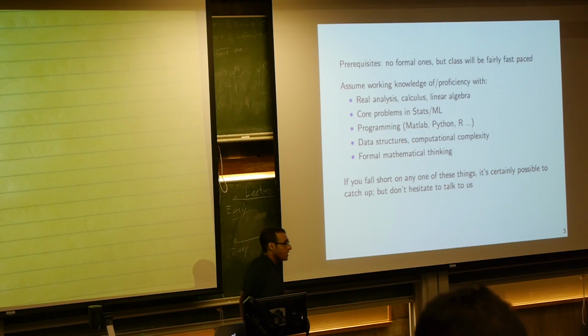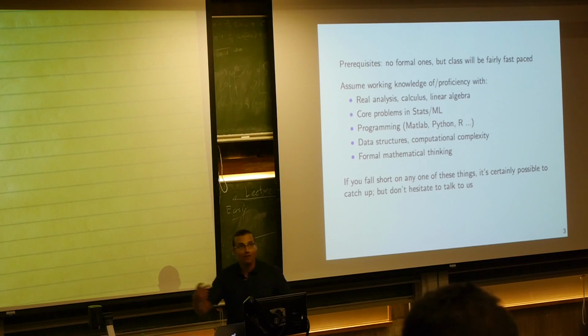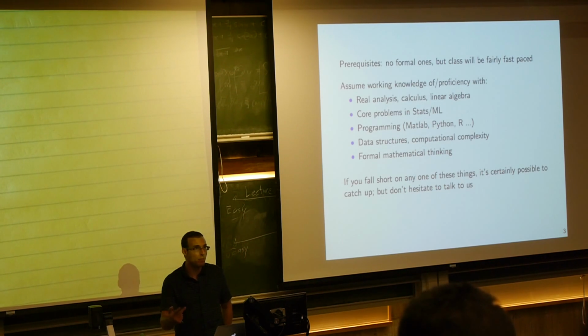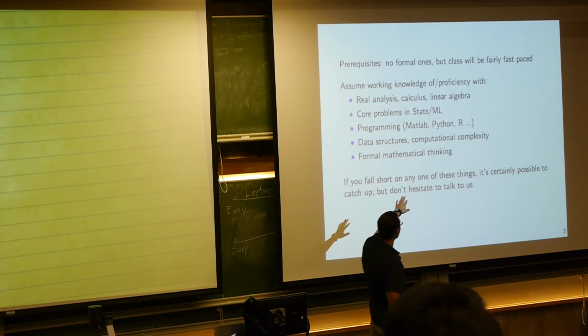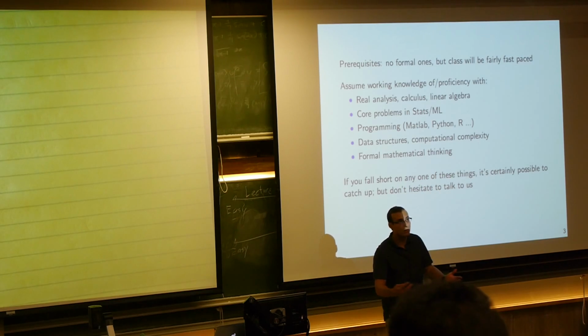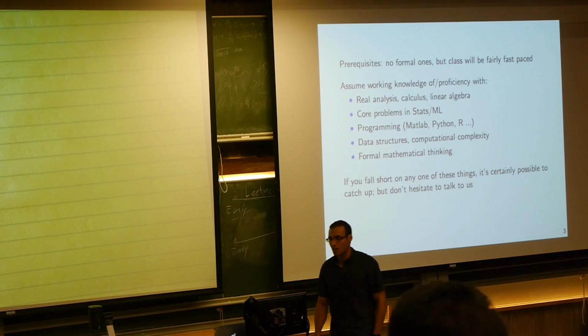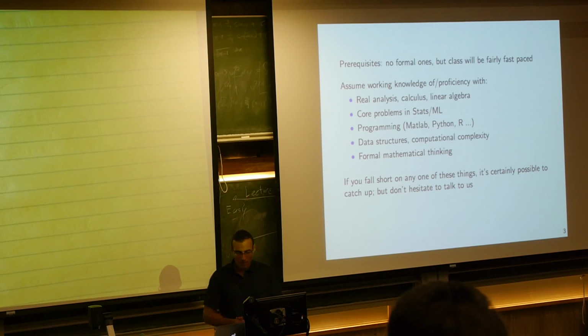No formal prerequisites. We don't require that you took 701, for example, or 702 or 707, which are the first two ML courses. The latter one is a stats course. But as I mentioned, we do assume that you are familiar with core problems in stats and machine learning, although I think you can probably play a bit of catch-up if you're not super familiar with that.